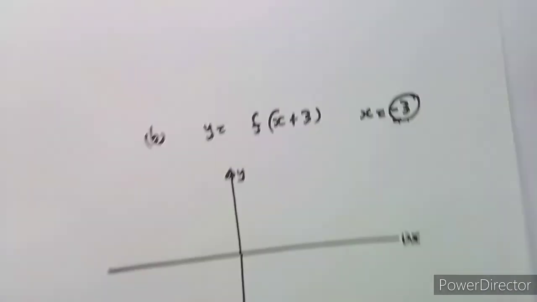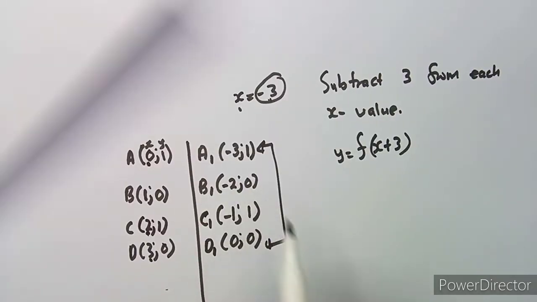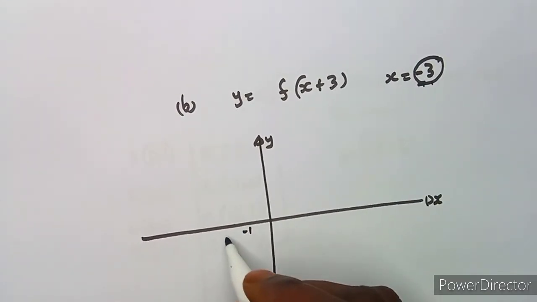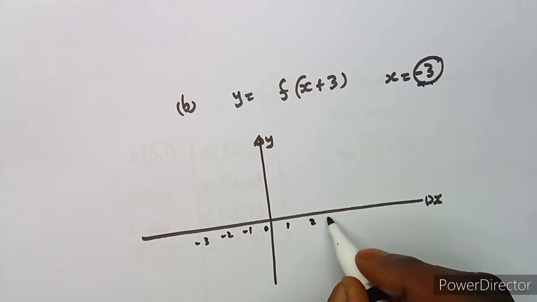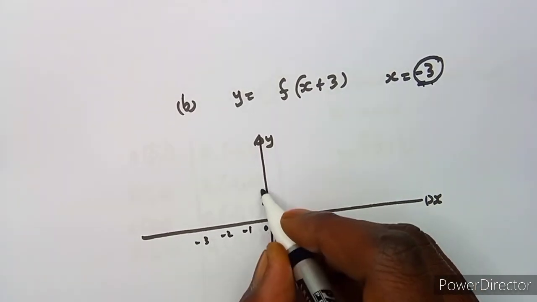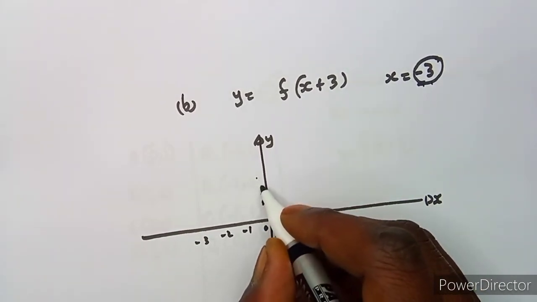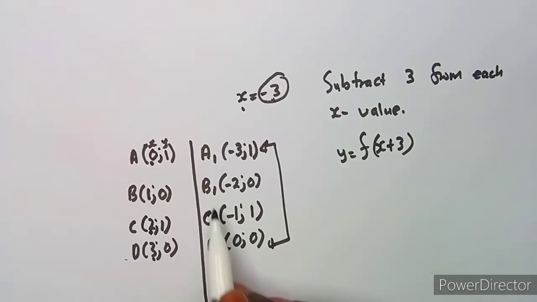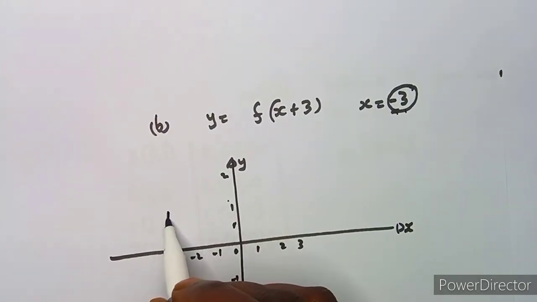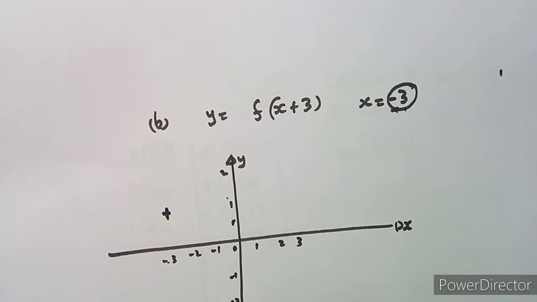So that means this point, we said a1 will be at minus 3. So let's just say this is minus 1, minus 2, minus 3, 0, 1, 2, 3. Okay, this is 1. Let's just say, guys, this is 1, 2, minus 1, minus 2. So our a is going to be at minus 3, 1, somewhere here. This will be your new point a.